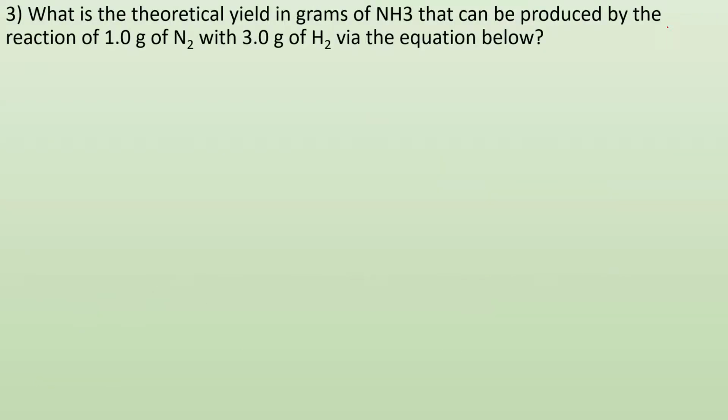3. What is the theoretical yield in grams of NH3 that can be produced by the reaction of 1 gram of nitrogen and 3 grams of hydrogen in the equation below? Notice that it's not balanced. So the first thing we're going to have to do is we're going to have to balance it.